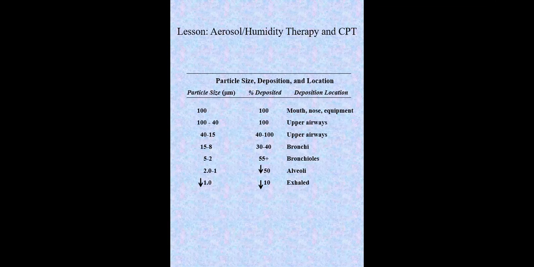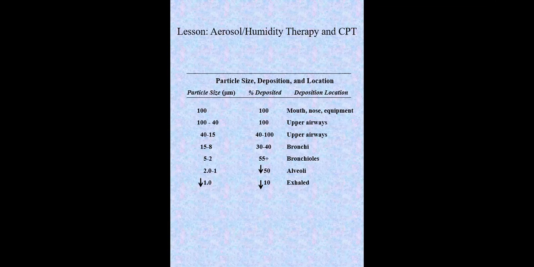And then 15 to 40 microns, about 40% to 100% will hit those upper airways. Some of it may go farther, right? Some of it may get there, but most of it is still in the upper airways. 8 to 15 microns, 30 to 40% of that will get down to the bronchi, right? So trachea, left and right main stem bronchus, then bronchi. That's where that medicine will get deposited. Still not helping us, okay?